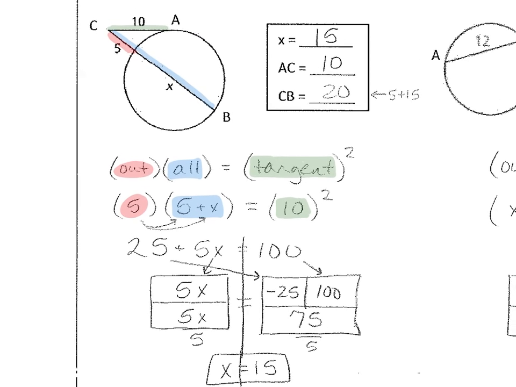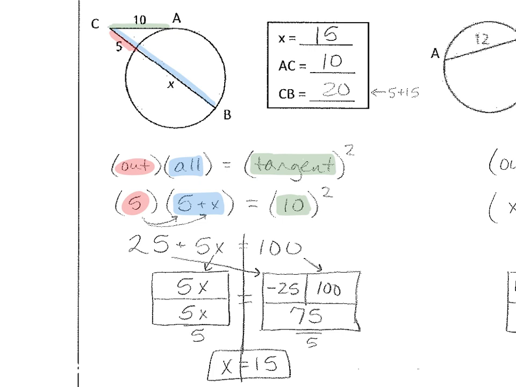To finish out this problem, it asks me for x and the segments. Well, x is 15. Segment AC, I don't have to do anything crazy. It just says 10. It's 10. But for CB, I have to use x to find the length of CB. We found that x is 15, so 5 plus 15 is 20. Before we look at the next example, are there any questions?